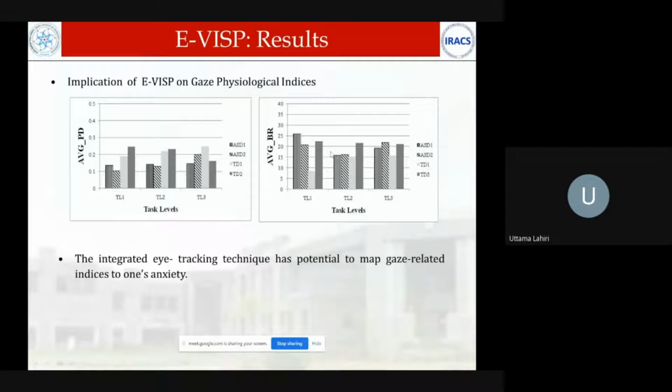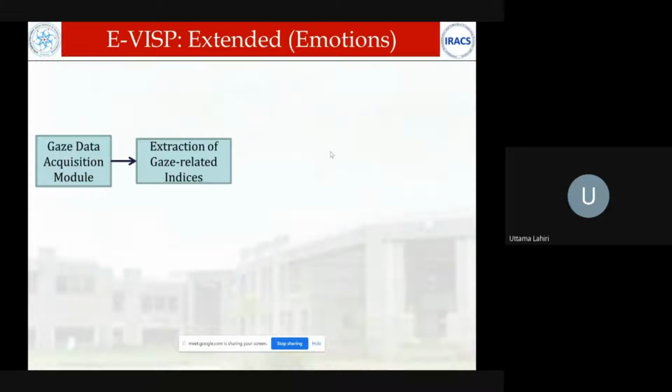So if so, how about using eye tracking data to extract the anxiety and in turn change the game paradigm? So that was sort of our intent. Also, we wanted to see how the child responds to different emotional expressions.